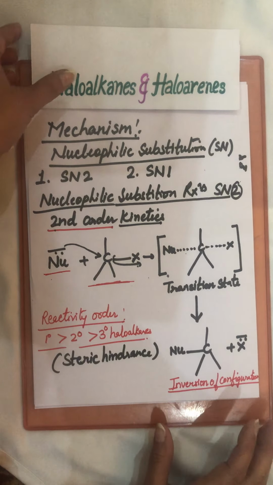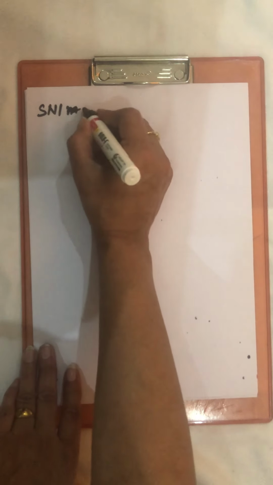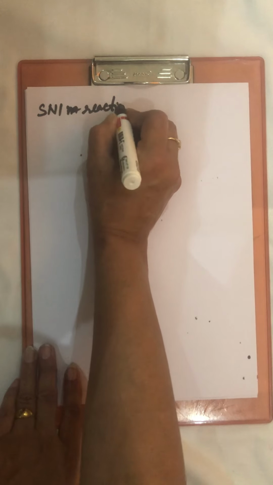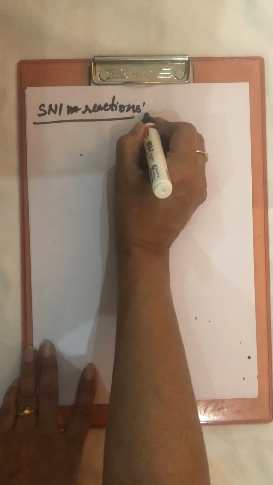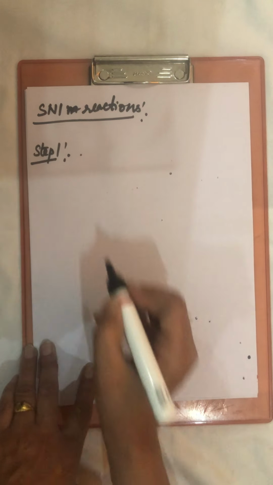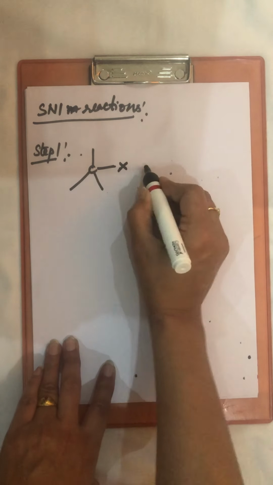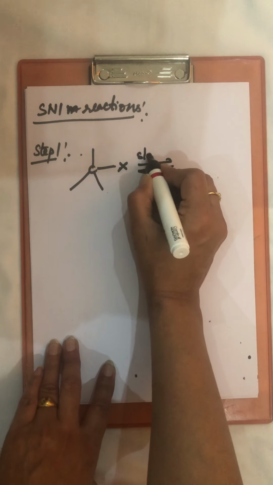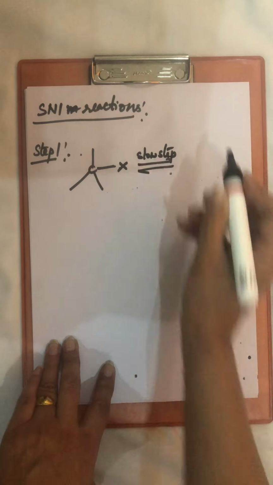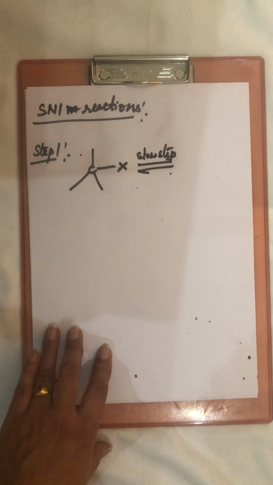Now after SN2 reactions, we are moving on to the SN1 reactions. The mechanism of SN1 reactions. In these reactions, the reaction mechanism is in two steps. In first step, this is a slow step. And we know slow step is a rate determining step. This will determine the speed of the reaction.